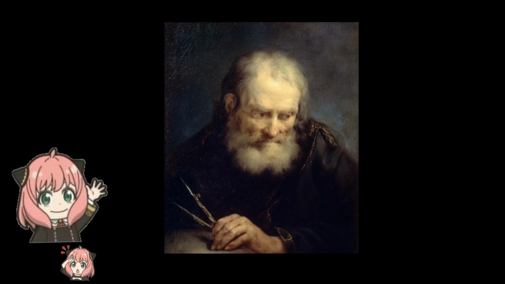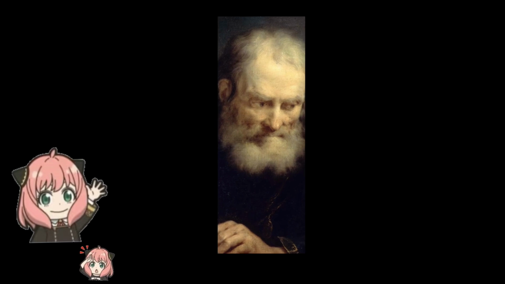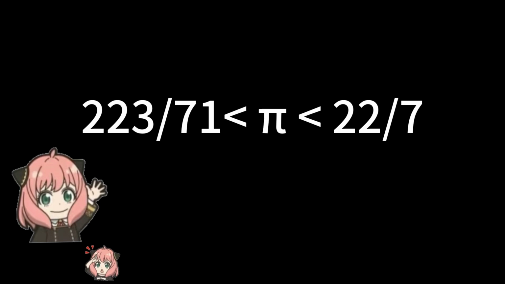Around 250 BC, Archimedes made a major breakthrough in calculating pi by applying the Pythagorean theorem. He proved that there is a constant ratio between a circle's area and the square of its radius, and determined that the value of pi lies between 223 divided by 71 and 22 divided by 7. In the following centuries, progress slowed down once again.